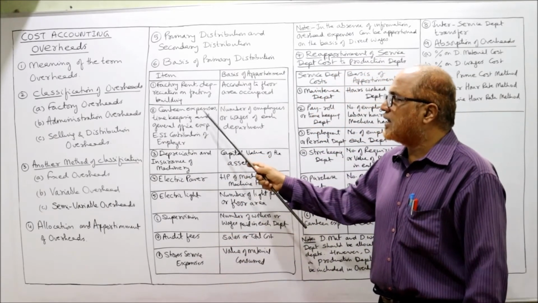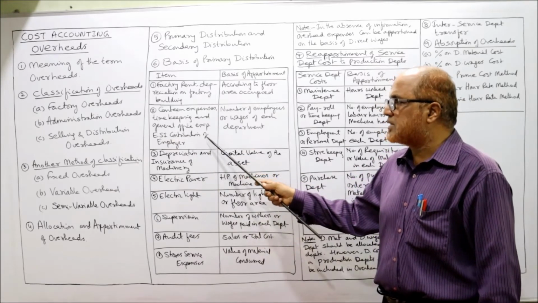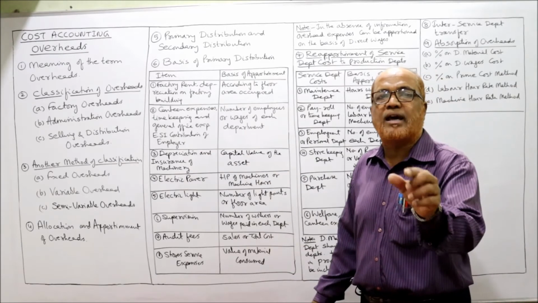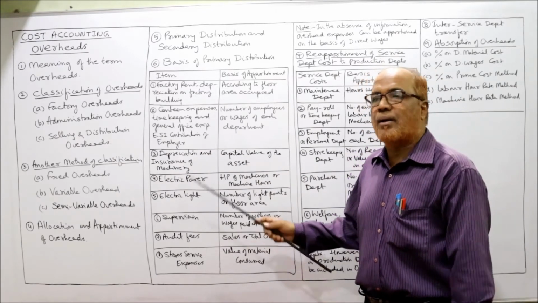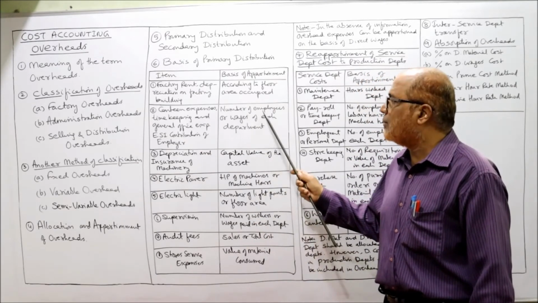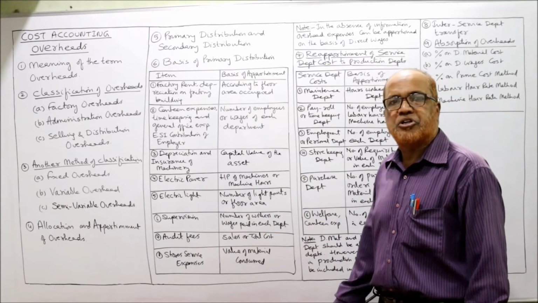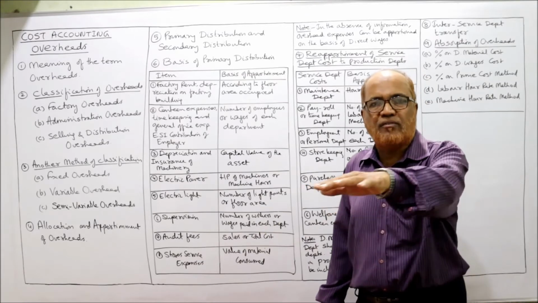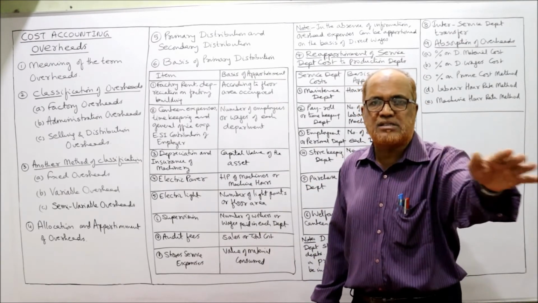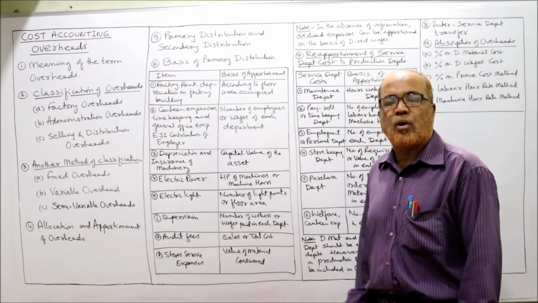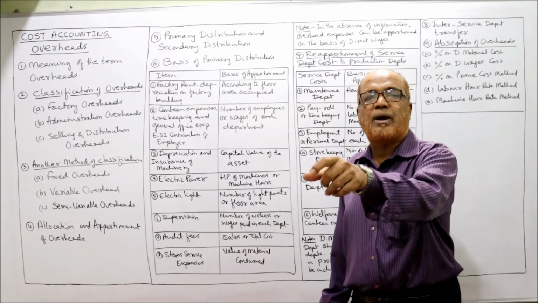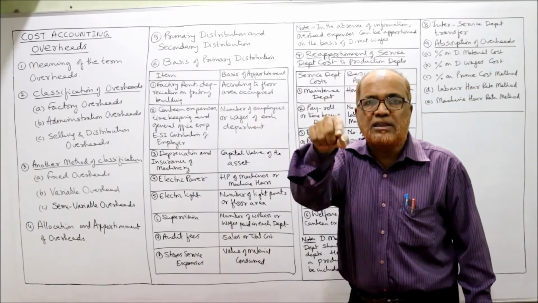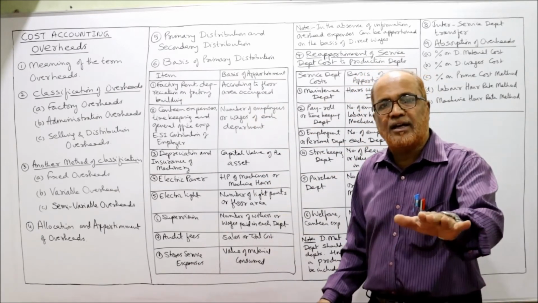Second, canteen expenses, timekeeping and general office expense, ESI contribution of employer. These are examples of overhead expenses. Now these will be apportioned on the basis of number of employees or wages of each department. Example, canteen expense: the total canteen expense will be divided among all the departments A, B, C, D, E according to number of employees. How many employees are there in A department, in B department, in C department? We'll calculate a ratio, and in that ratio the canteen expenses will be divided.